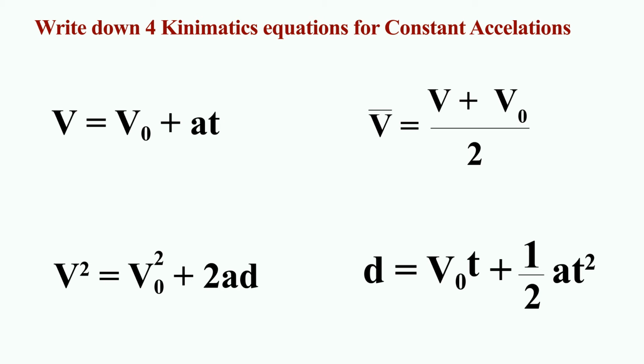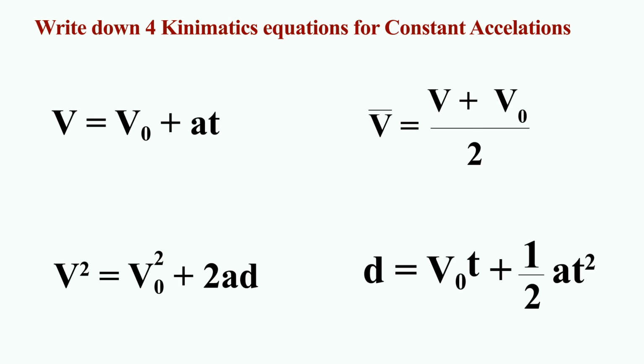Equation number 1 that we're going to have is V final is equal to V initial plus at. 2. V final squared is equal to V initial squared plus 2ad. It could be 2as or whatever way that you use it. It is just a variable and it can change.